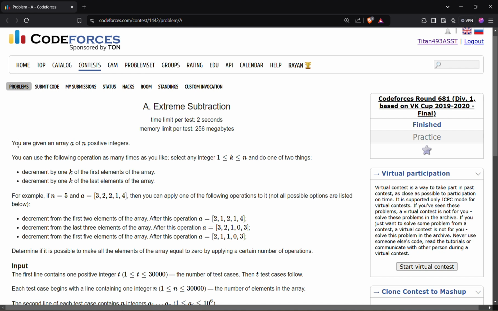Yes, here we go. You are given an array A of n positive integers. There are timestamps below the video or in the description. You can skip to the solution part if you have already tried this problem.